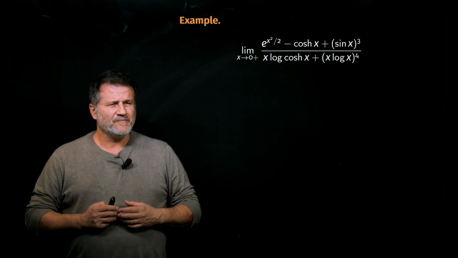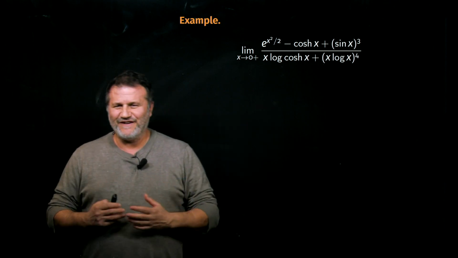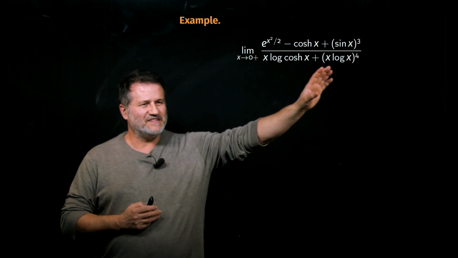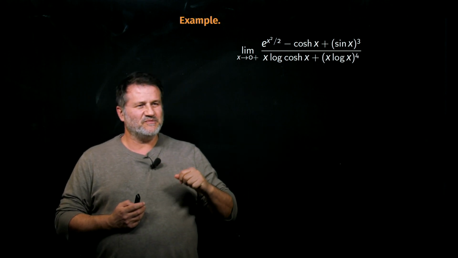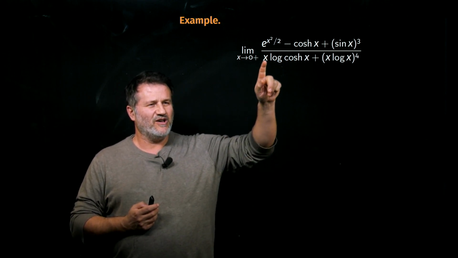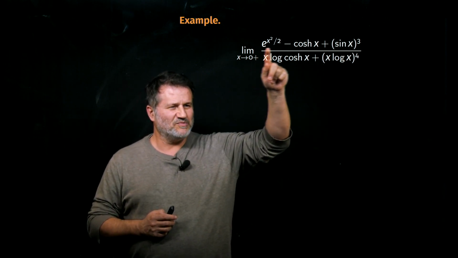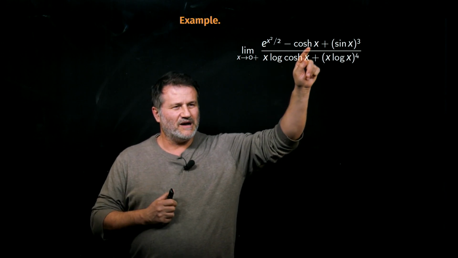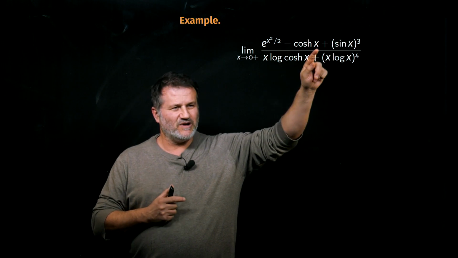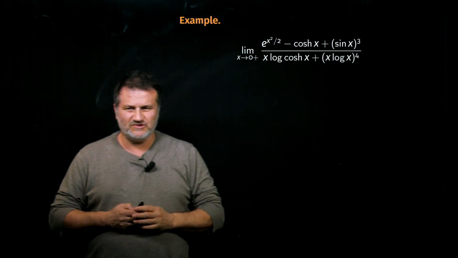Let's now illustrate this technique on a more complex problem, where again the techniques are the same, but just with a lot of calculations to do. Here we have this limit. We can easily recognize that this is a 0 over 0 indeterminate form, because when x goes to 0, the numerator is just a continuous function of x, and so you can compute the limit by evaluating the function at x equals 0, so e to 0, 1, minus cos 0, 1, so 1 minus 1, 0, and sine 0 is 0 cubed, 0, so the numerator goes to 0.